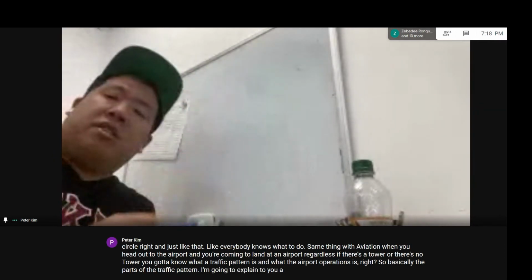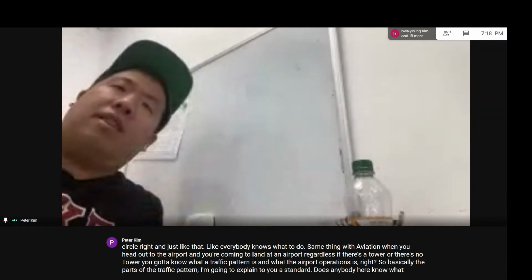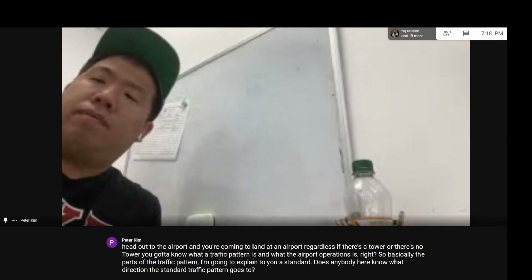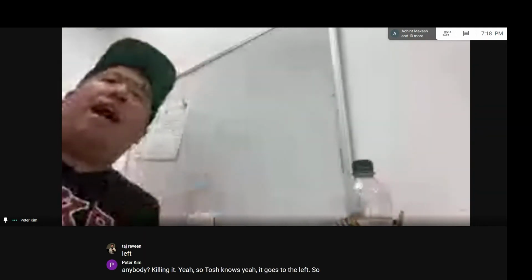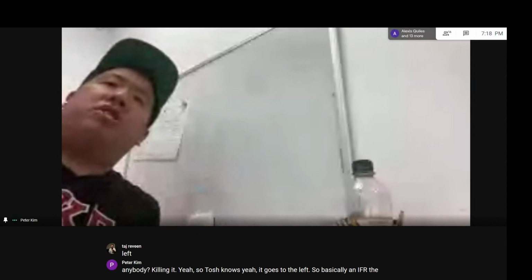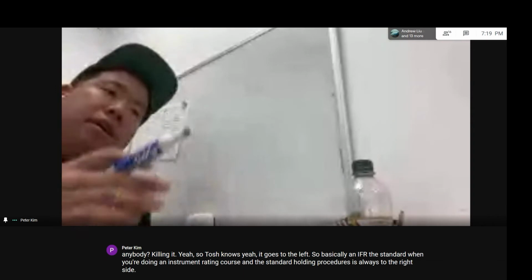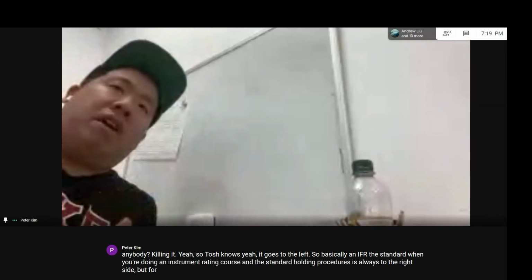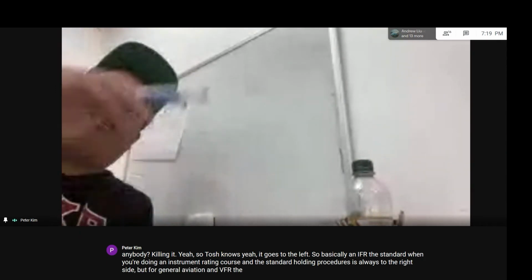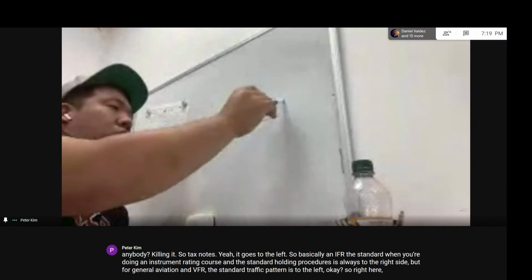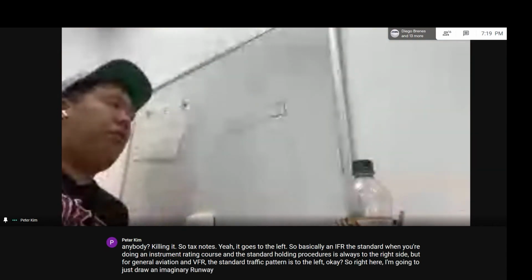Does anybody here know what direction the standard traffic pattern goes? Left. Anybody know? Yeah. Oh, Taj, killing it. Yeah, so Taj knows. It goes to the left. So basically, for general aviation and VFR, the standard traffic pattern is to the left, okay? So right here, I'm just going to draw an imaginary runway.